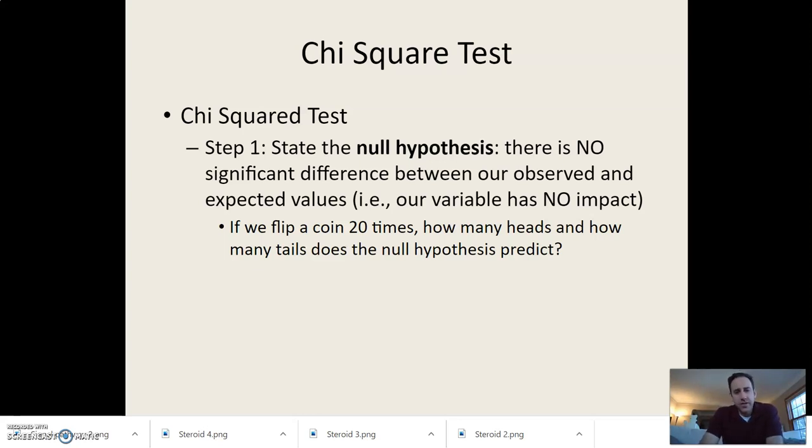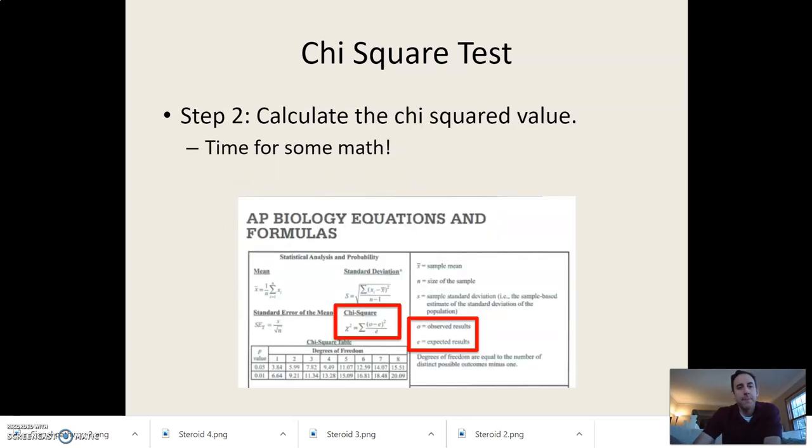So if we flip a coin 20 times, how many heads and how many tails would the null hypothesis predict? Did you say 10 and 10? Because it's 10 and 10. 10 and 10 means there's no statistically significant difference between observed and expected. It was 10 and 10, that was observed, and we expected 10 and 10, right? So what if we have 12 and 8, for example?